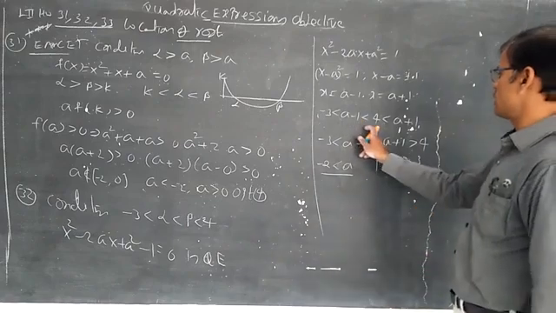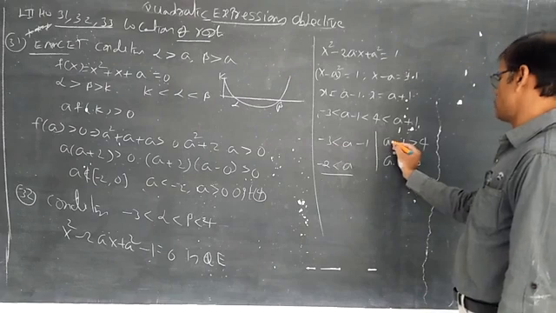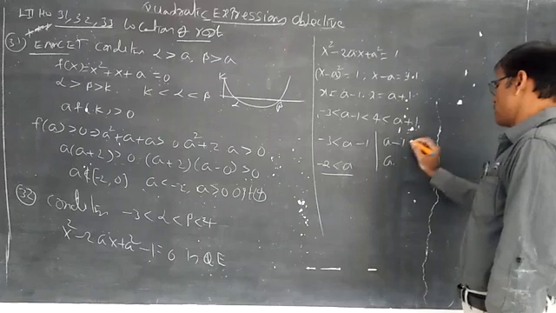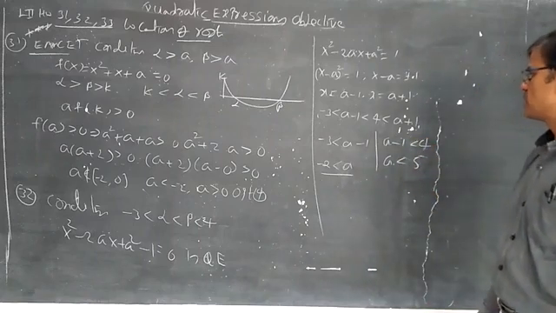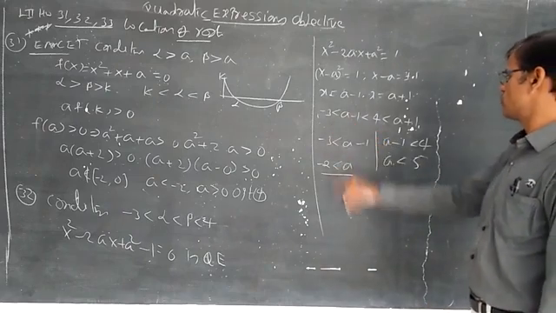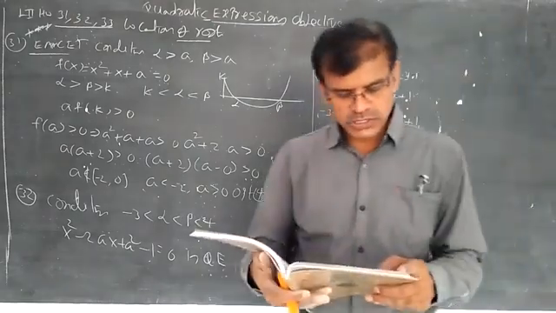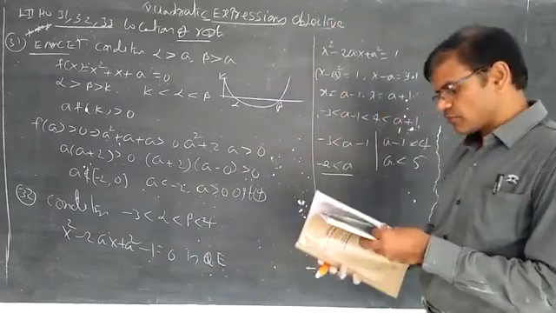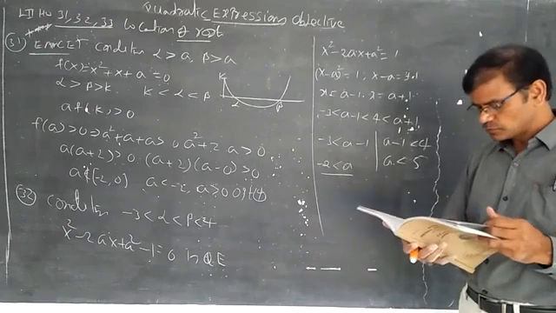If we use this one, a minus 1 less than 4, so we can write a less than 5. So minus 3 less than a minus 1, a minus 1 less than 4. He is asking both roots of the equation lie in the interval, sum of integral parts. Question number 32.